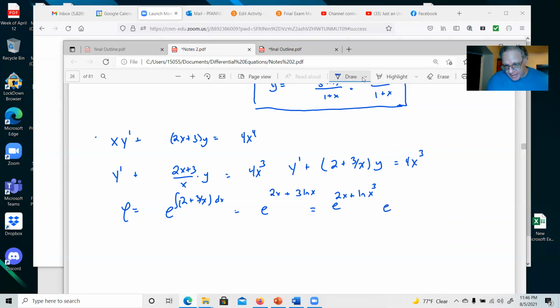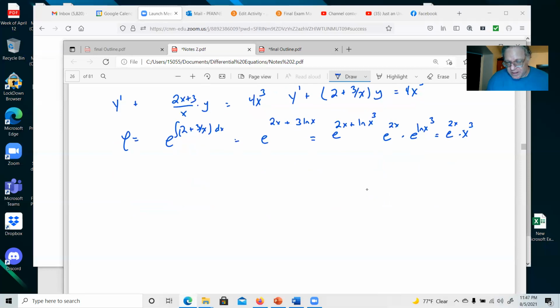So this is going to be e to the 2x times e to the ln x cubed. Okay. Oh, actually, I take that back. This was a lot easier than the one that I did. I'm going to have to rewrite that one. So e to the 2x times x cubed. Okay, that's how that works. So that's our integrating factor. This is what we're going to multiply by.